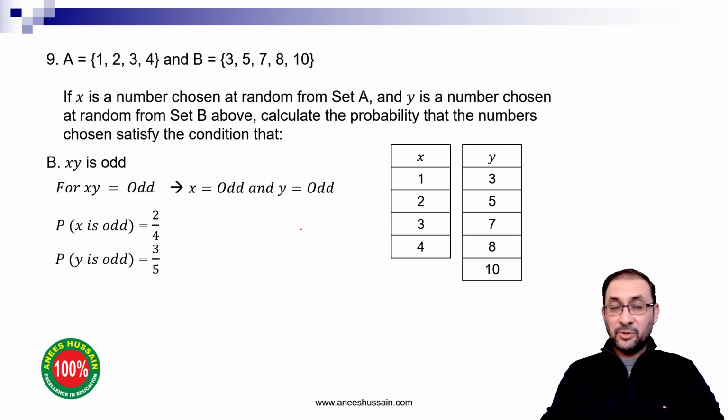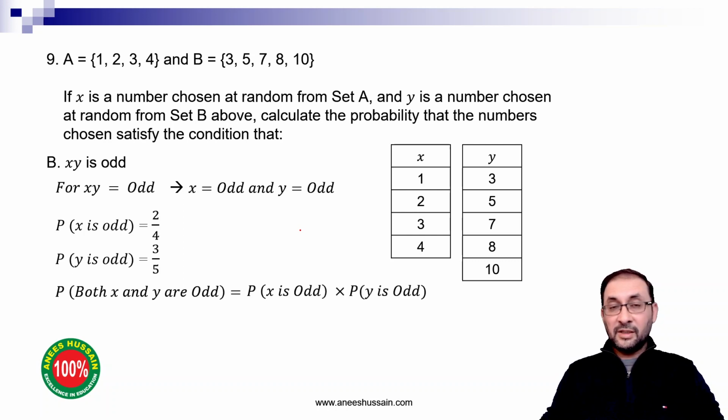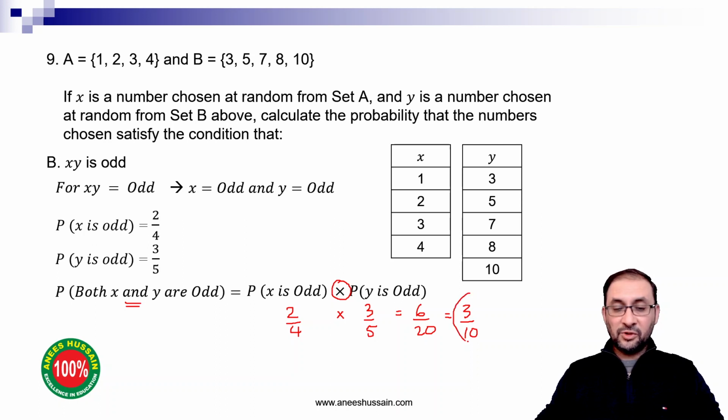Now, if you want both x and y to be odd, the probability of both x and y being odd should be equal to the probability that x is odd multiplied by the probability that y is odd. Because there's an AND condition here, we will be multiplying the probability that x is odd with the probability that y is odd. Now, the probability that x is odd, as we saw, was 2 upon 4, and the probability that y is odd is 3 upon 5. So multiplying 2 upon 4 with 3 upon 5 will give us 6 upon 20, which again simplifies to 3 upon 10. I hope the second method was also clear to all of you.